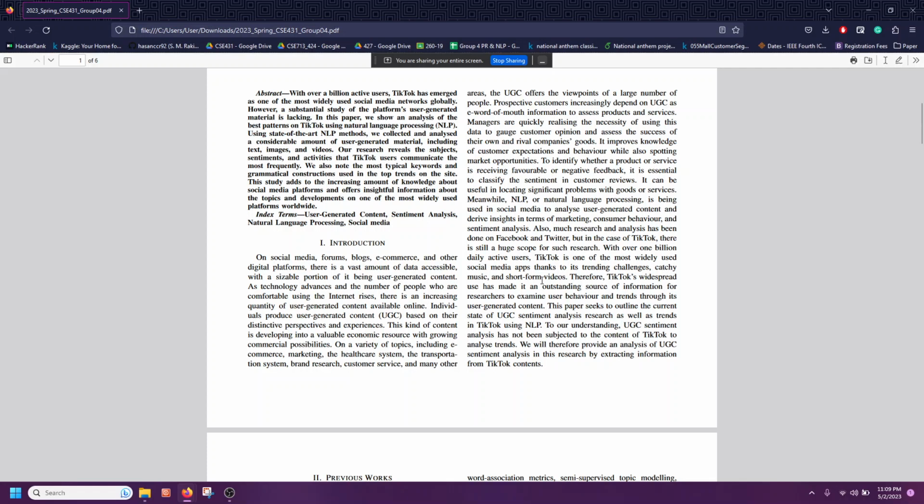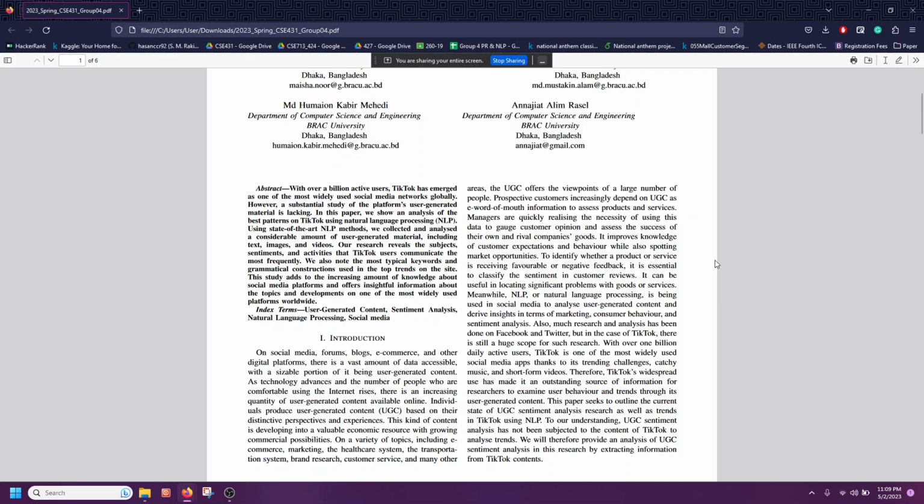Actually, on social media, forums, blogs, e-commerce, and other digital platforms, there is a vast amount of data accessible, with a sizable portion of it being user-generated content. Individuals produce user-generated contents based on their distinctive perspectives and experiences. This kind of content is developing into a valuable economic resource with growing commercial possibilities. The user-generated contents offer the viewpoints of a large number of people.